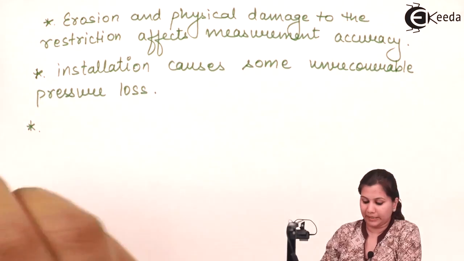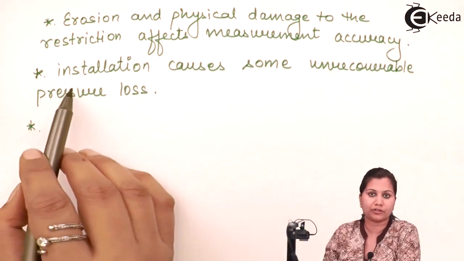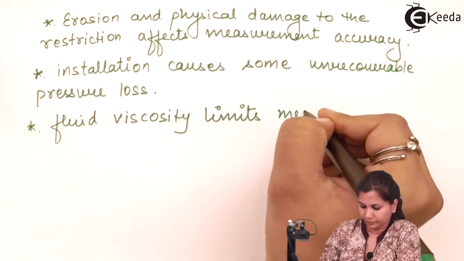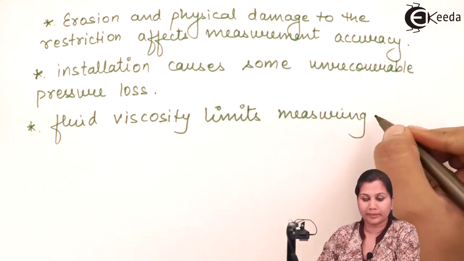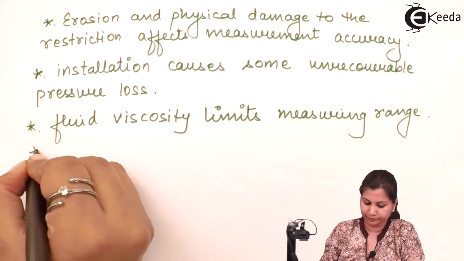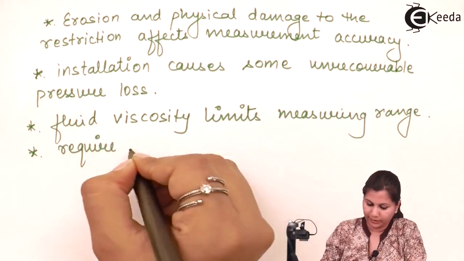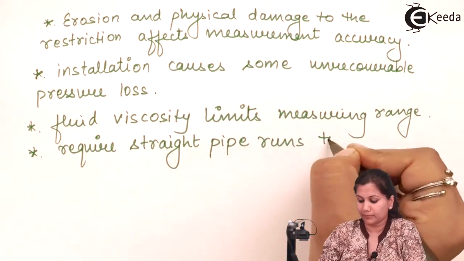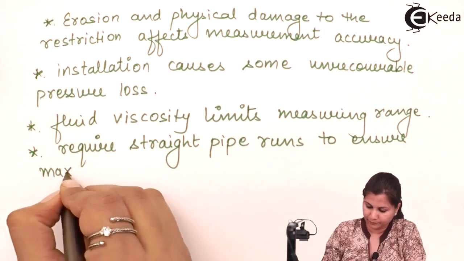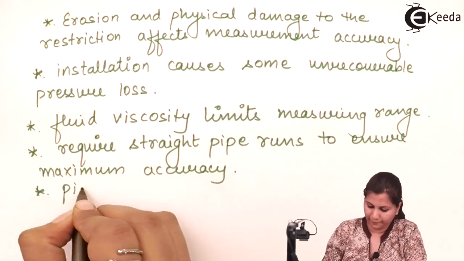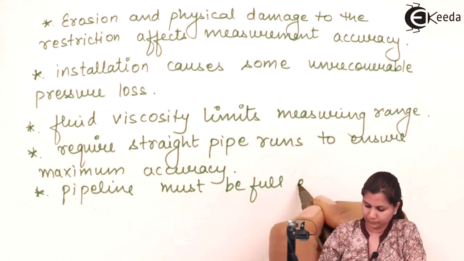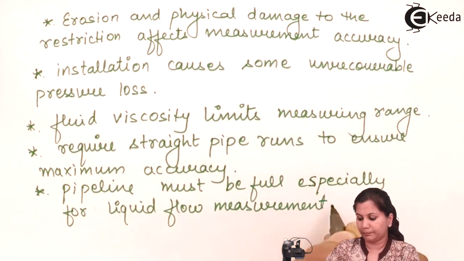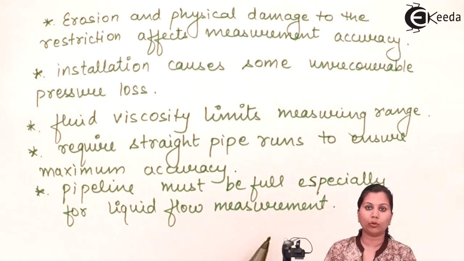While installing these orifice plates, some unrecoverable pressure loss can occur. The viscosity of the fluid also limits the measuring range. They require straight pipe runs to ensure maximum accuracy. Also, the pipeline should be full, especially when we are doing liquid flow measurements.